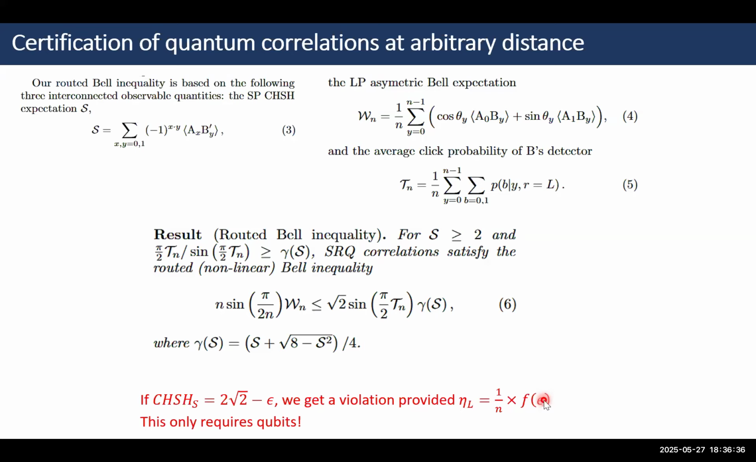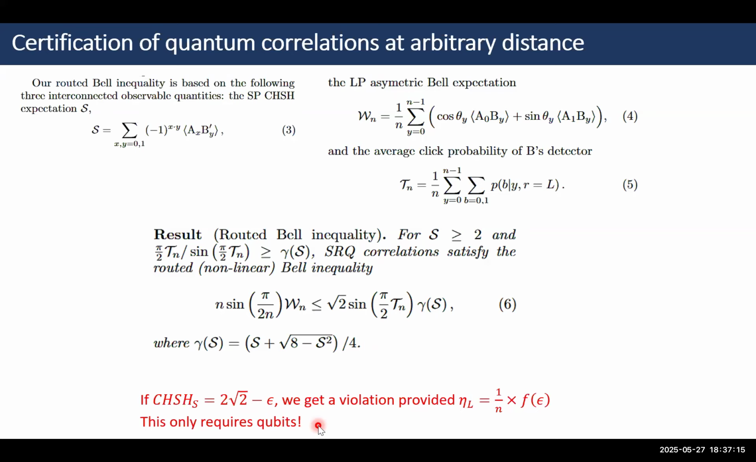Okay, so if you increase n, the number of measurement settings on the faraway device Bob, you can tolerate efficiencies that are as low as you want. And so in principle, you can, in a device-independent way, establish genuine quantum correlation at arbitrary distances. And what is nice in this rooted Bell experiment is that you can do this only with qubits. In a standard Bell experiment, this is not possible.